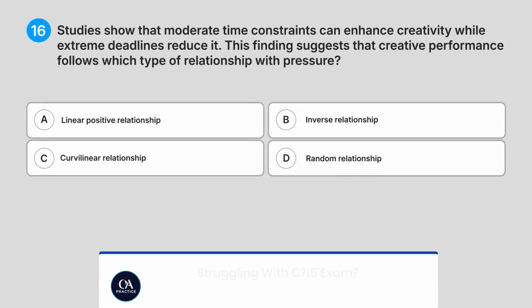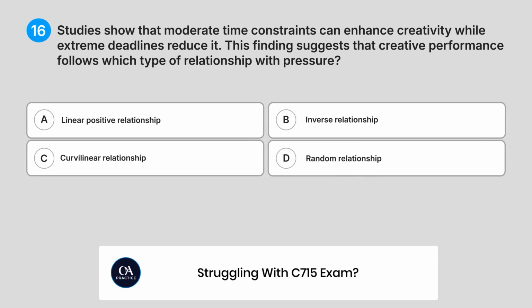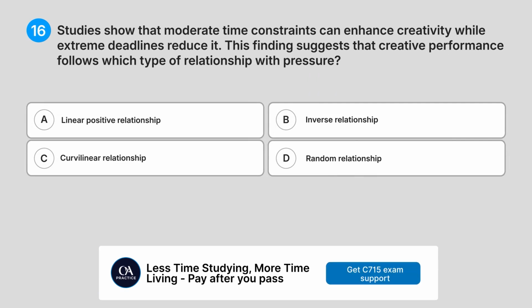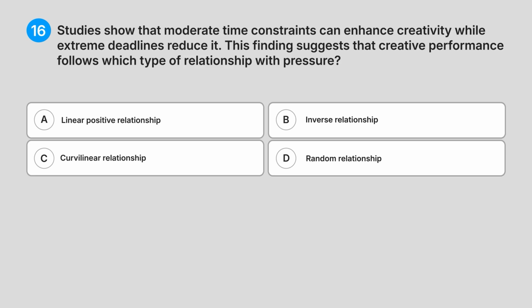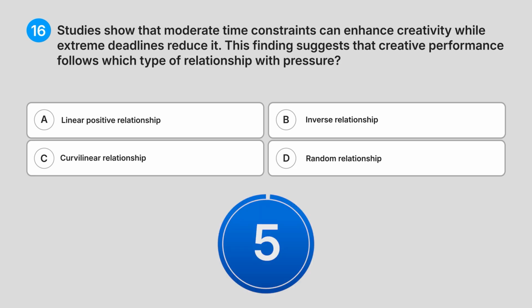16. Studies show that moderate time constraints can enhance creativity, while extreme deadlines reduce it. This finding suggests that creative performance follows which type of relationship with pressure? A. Linear positive relationship. B. Inverse relationship. C. Curvilinear relationship. D. Random relationship. Can you guess the answer?